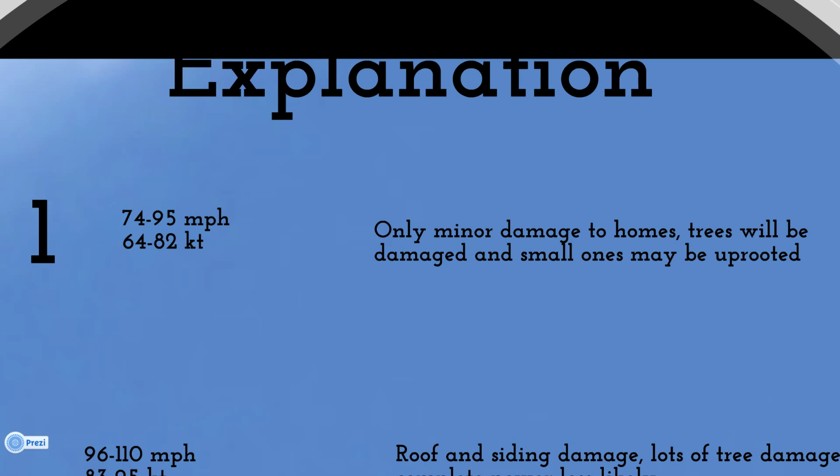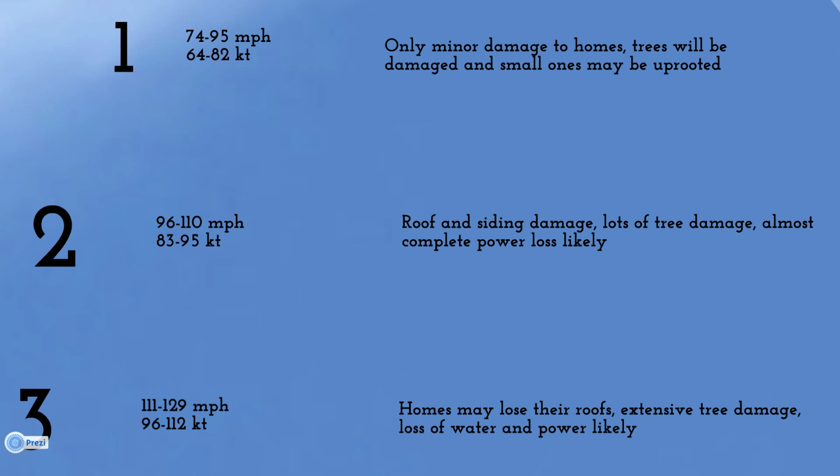A Category 1 hurricane has wind speeds of 74 to 95 miles per hour. They will only cause minor damage to homes and may uproot some small trees. A Category 2 hurricane has wind speeds of 96 to 110 miles per hour. Some homes may have roof and siding damage, there will be lots of tree damage, and there will be likely complete power loss.